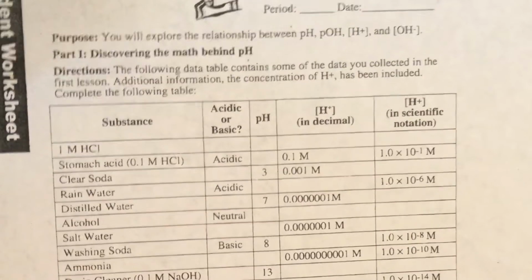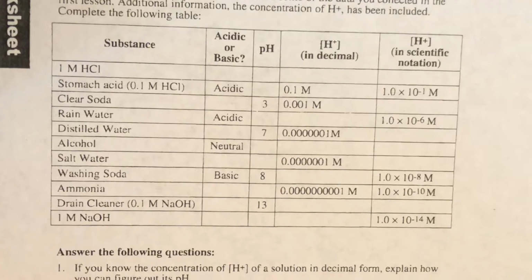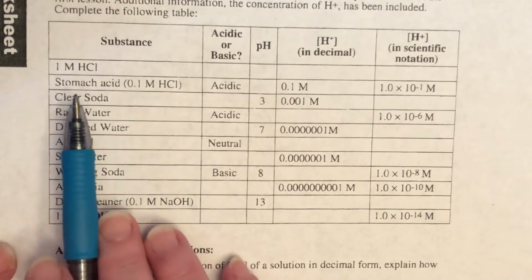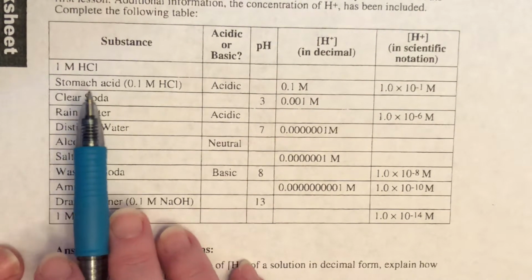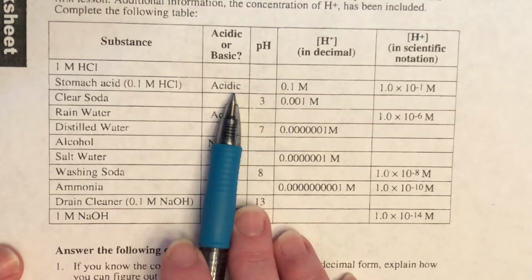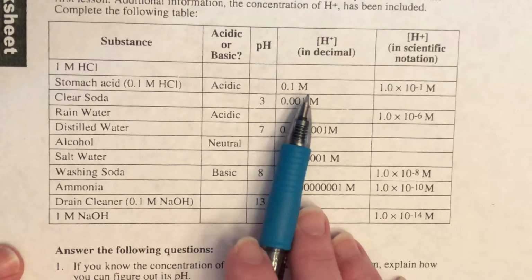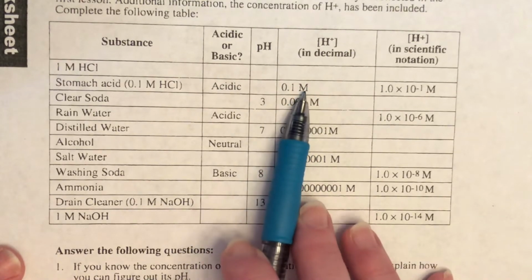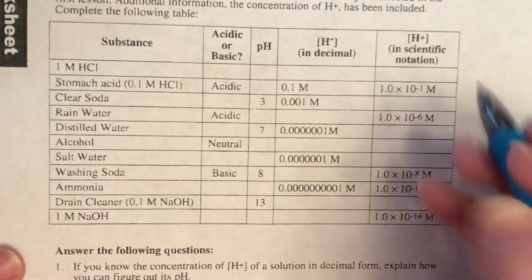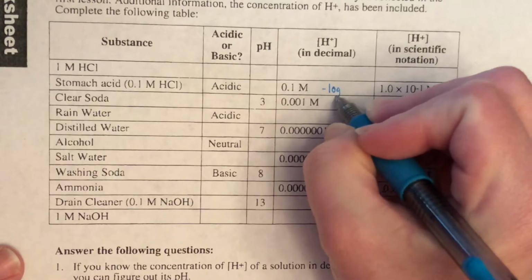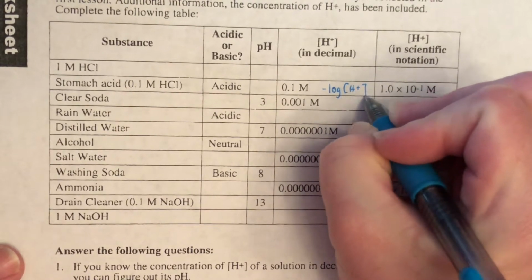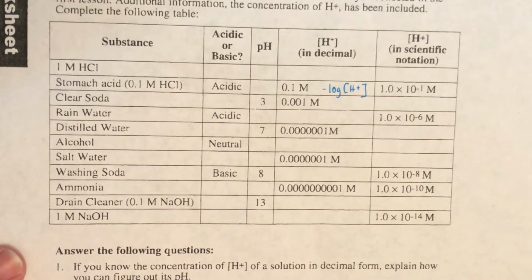So there's lots of stuff going on here. Let's go back to the front. A really quick review: basically all you're doing here is filling in the missing pieces. For stomach acid, it's telling you that it's an acid, and asking what the pH should be. You have the concentration here. You're simply going to do the negative log of that concentration, and that's going to give you the pH value.